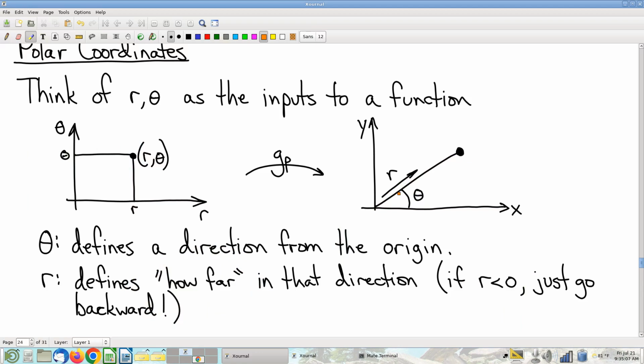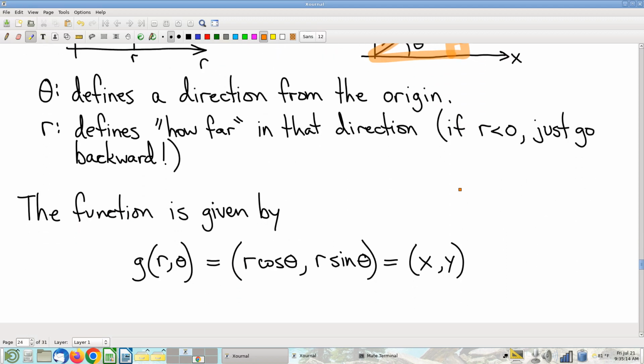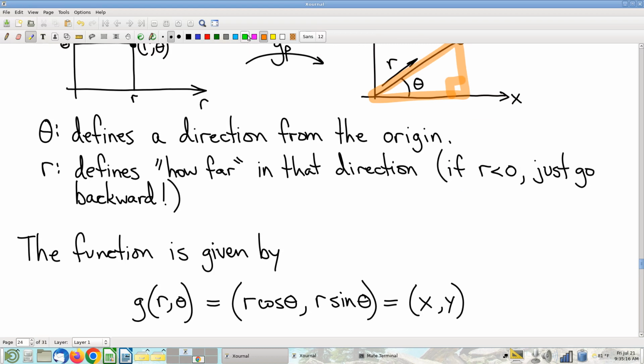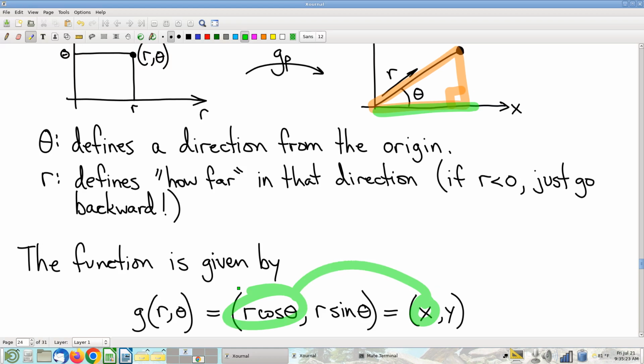Here's an easy little bit of geometry and trig. We can talk about this right triangle right here. And a little bit of trig on that right triangle tells us that x is r cosine theta and y is r sine theta. Right?